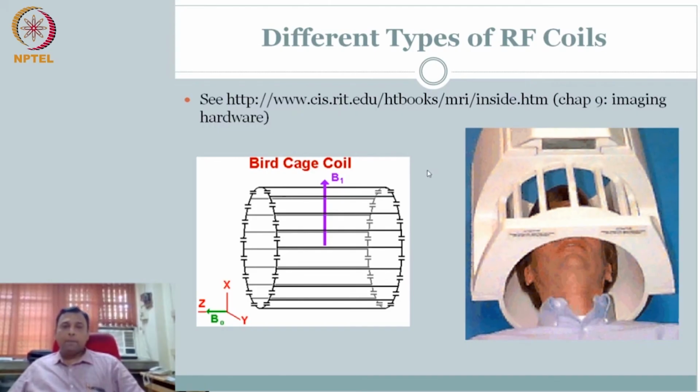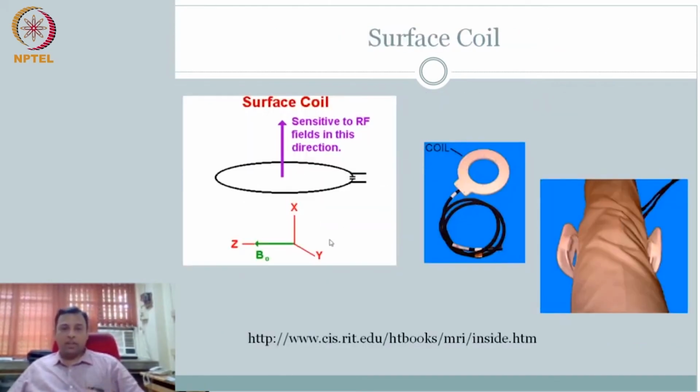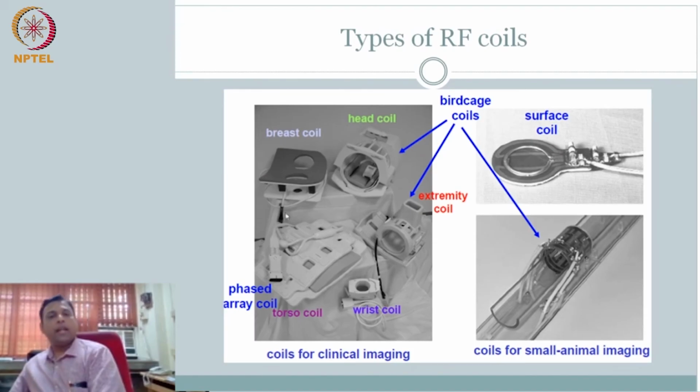Okay. Like that you can have a surface coil. Notice again B1 is here. Your surface coil is measuring the XY component, the XY direction. So you can have a dedicated coil like this. It's not a big deal. Coils are nothing but loops which have some tuned values, tuned for a particular resonant frequency. So you can have several different coils dedicated for different organs, like you see here.